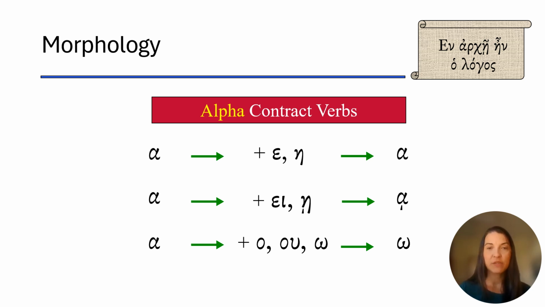In the alpha contract verbs, your alpha could be interacting with an epsilon or an eta, and then it would contract into simply an alpha. If you have some sort of iota involved in the contracting vowel, then you will see that it becomes an alpha with an iota subscript. And if it has some kind of omicron, either the omicron epsilon, or the omega, it will contract and the omega will take over and it will stay as an omega instead of an alpha.